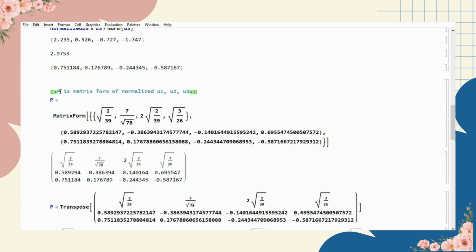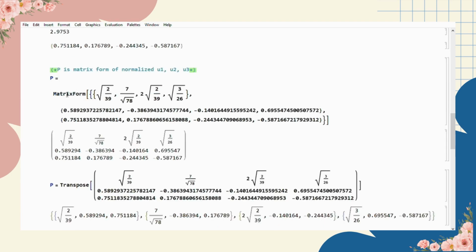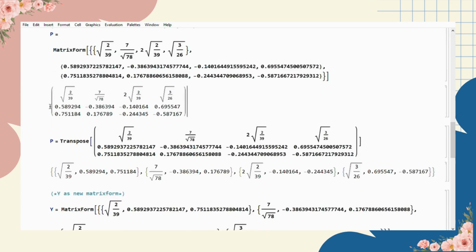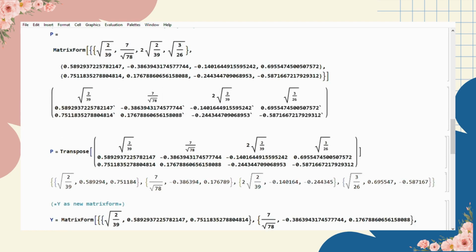And then I denoted P as the matrix form of normalized U1, U2, U3. So P equals the matrix form of normalized U1, normalized U2, and lastly normalized U3. And the matrix form that I got is like this. After I got it in matrix form, I find P transpose to interchange its rows and columns.